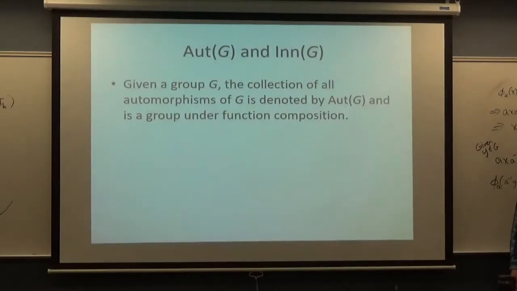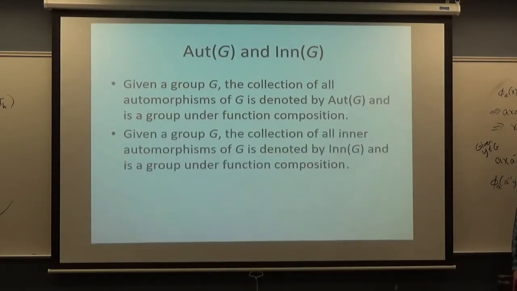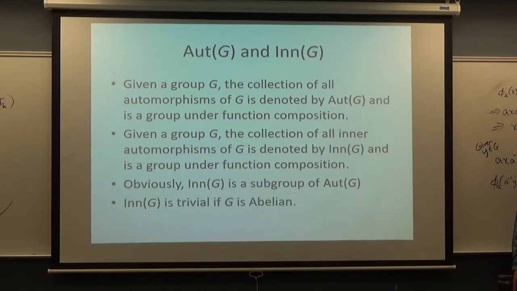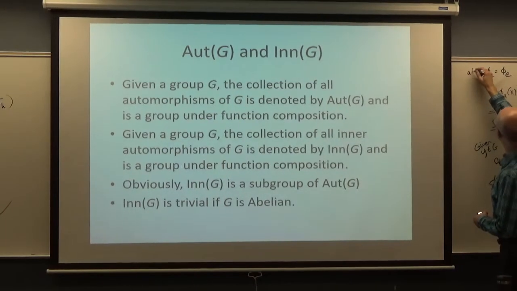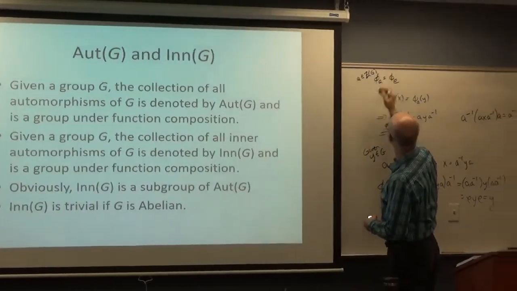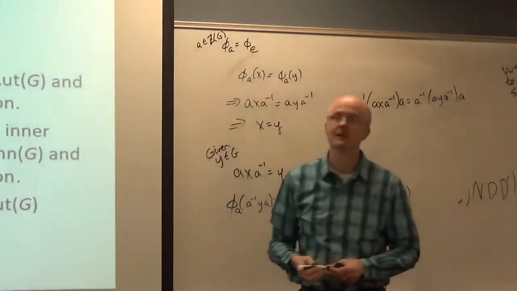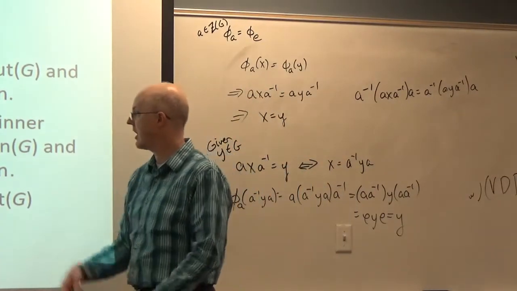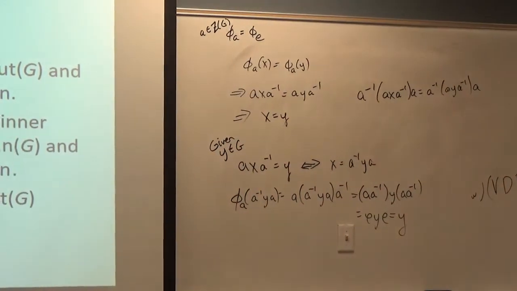Turns out the collection of all automorphisms and the collection of all inner automorphisms form groups under function composition. These groups are denoted by Aut(G) and Inn(G). And obviously, Inn(G) is a subgroup of Aut(G). Also note that because of the note on the last slide, if A was in the center of G, then phi sub A equals phi sub E. In that case, if G is abelian, so its center is the whole group, then the set of inner automorphisms is going to be trivial. Just the identity map.